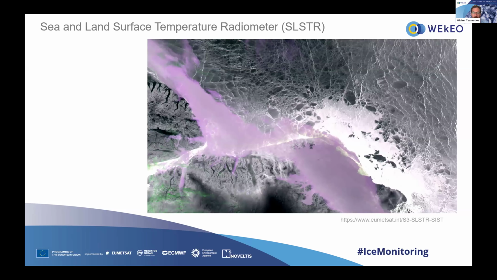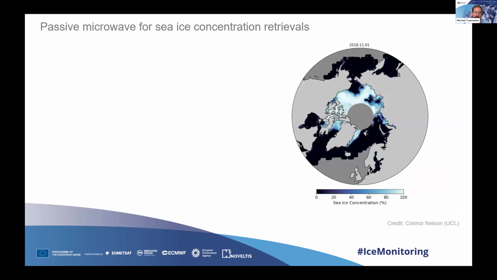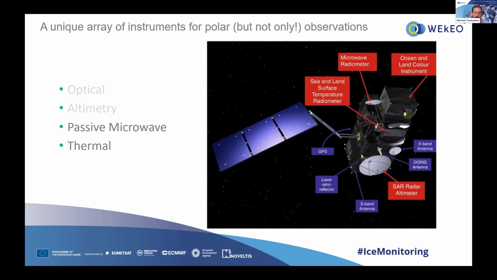And finally, just to give you a sense of something I work less on, there is also a thermal camera on Sentinel-3. So you can see the temperature of the surface. And this is amazing at 1 kilometer resolution. And this is amazing to detect features like open ocean or ice. So I'm going to leave it at this and come back to my summary slide.